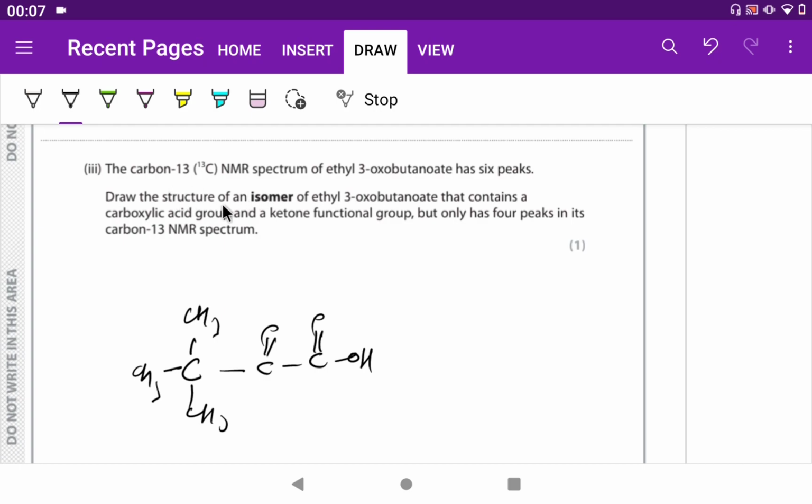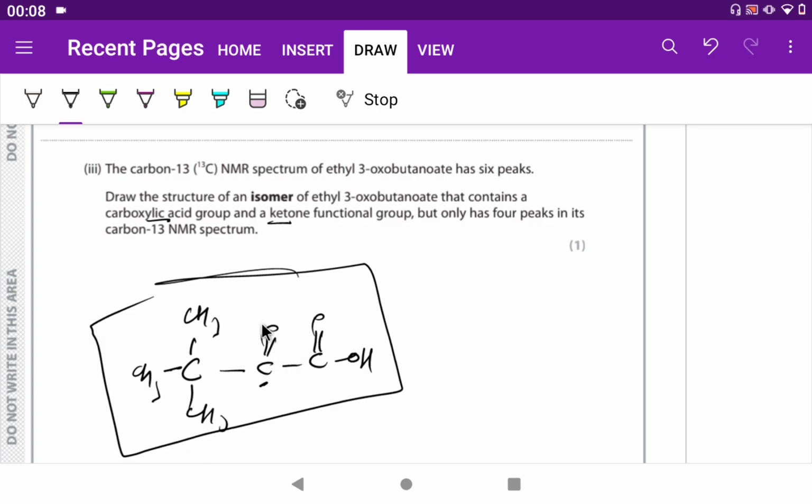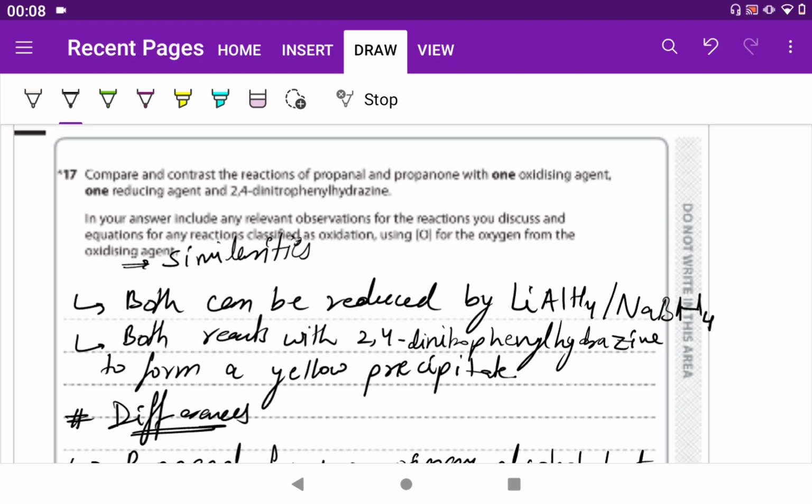So we have to draw the isomer of ethyl 3-oxobutanoate that contains a carboxylic acid as well as a ketone, and this is the only possibility we can make. This is the group that shows the ketone group, and this is the carboxylic group.